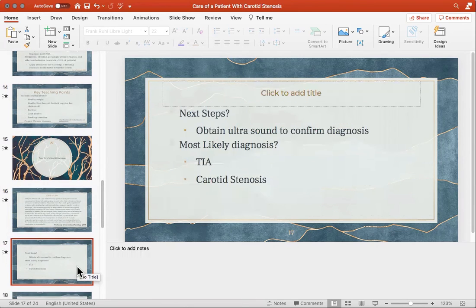Okay. So next steps would be an ultrasound to confirm a diagnosis. And the most likely diagnosis here is the carotid stenosis and TIA. As you can recall from the case study, the patient experienced a transient episode of unilateral weakness where he couldn't hold his pen. And he also has the bruits that you could listen to over his carotids. And as I mentioned earlier, an ultrasound is the best way to confirm this.